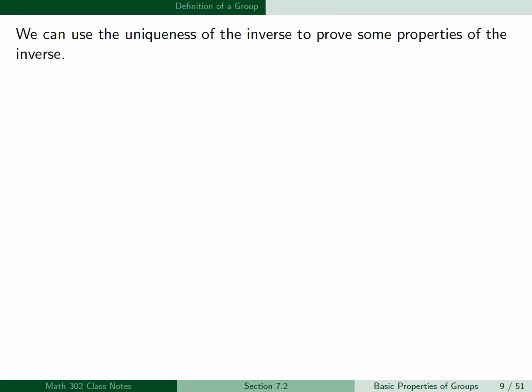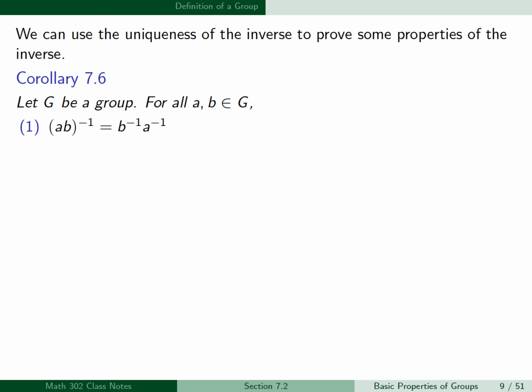And we can use the uniqueness of the inverse to prove some properties of it. So this is corollary 7.6. Let G be a group, for all A, B in G. First, we have the inverse of AB, or AB inverse, is B inverse times A inverse. And second, we have the inverse of A inverse is equal to A. So let's look at the proof.